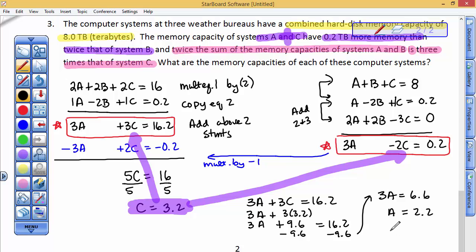Finally, I'm just going to tell you that when you solve for B by going into one of the original equations right here. Oh, look, actually A plus B plus C is 8. So B turns out to be 2.6 because you need all of those to add up to be 8. And these three numbers will add up to be 8. Be sure to take A, which is 2.2, and subtract 2 times B, which is 2.6, and add C, which is 3.2, and see if you get 0.2. And likewise, do this here as well.